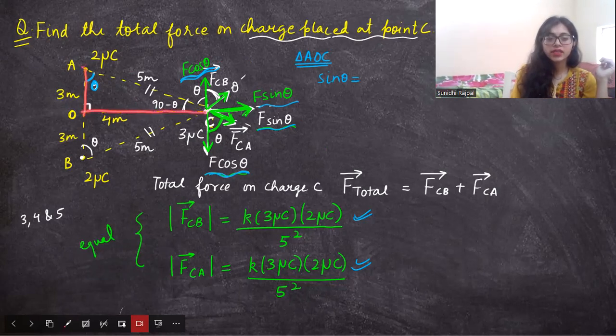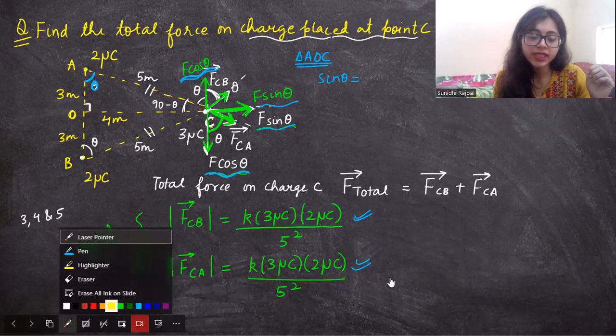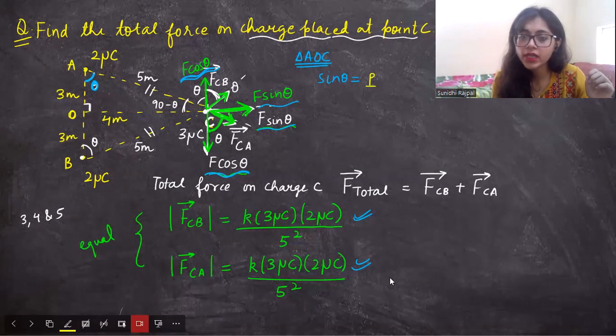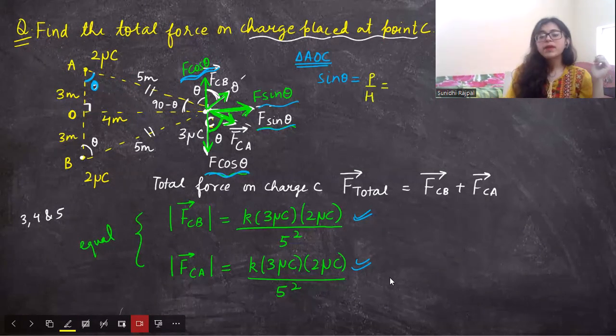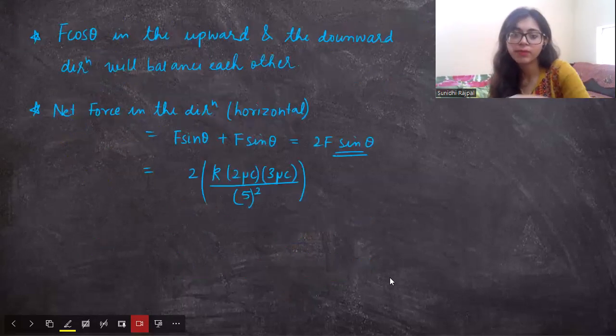We will look at the AOC triangle. In this triangle, if this angle is theta, which is the direction that is perpendicular? This is my perpendicular direction and this is my hypotenuse. So I can write that sin theta is equal to perpendicular upon hypotenuse. Perpendicular is 4 meters, hypotenuse is 5 meters. So sin theta is equal to 4 by 5.